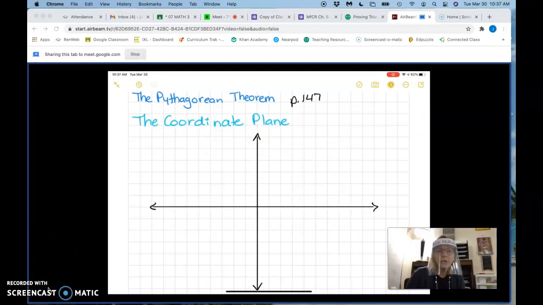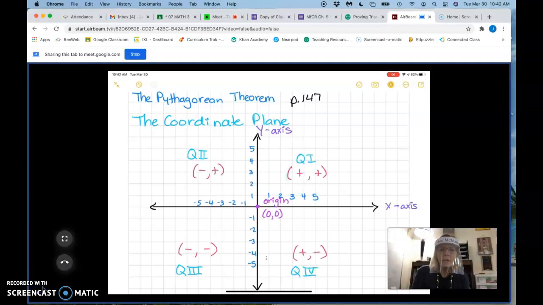Okay, the first thing I want you to do is draw a coordinate plane on your paper and label all the parts that you can think of to label. And pause the video, and I'll be right back and show you all the different parts and see if you got them all right. See what I have, okay? All right, so here's what you should have for your coordinate plane. We labeled everything we could possibly think of.